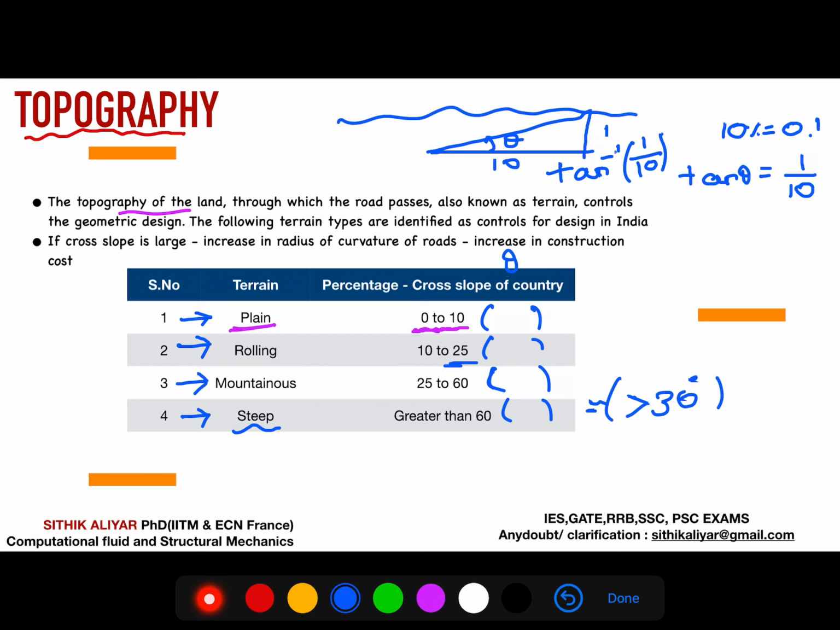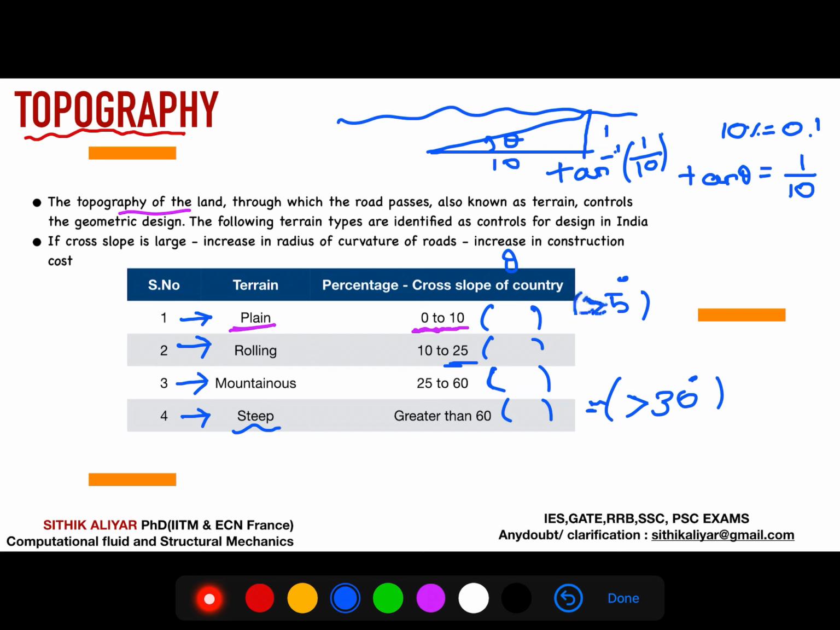So we have 4 types of terrains. Plain terrain is common. If the variation is less than 1 meter for every 10 meters, it is approximately 5 degrees. I don't remember exactly, sorry, I don't have a calculator now. You can estimate it yourself based on the tan inverse of this value. It should be approximately 5 to 6 degrees. So if the variation is less than 5 degrees, it is plain.